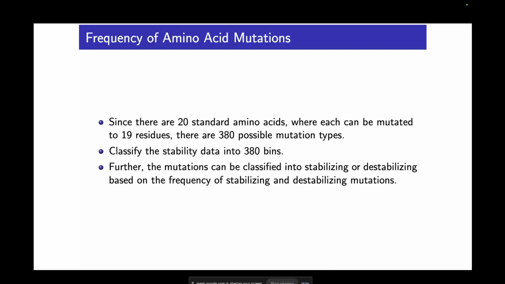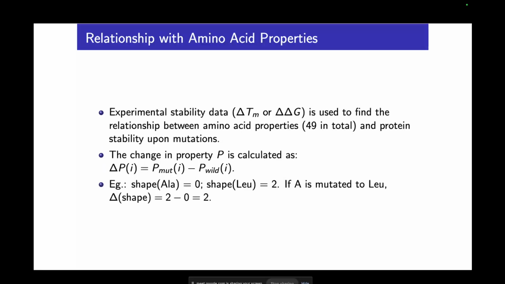Okay, now we'll talk a little bit about the mutations that are happening. From a statistical perspective, there are 20 amino acids, and each can be mutated. So one amino acid can be mutated to 19 different amino acids, right? So 20 times 19, there can be a total of 380 possible mutations. So at every position, there can be 380 possible mutations, and you can classify these mutations into stabilizing or destabilizing based on the frequency of these mutations, right?